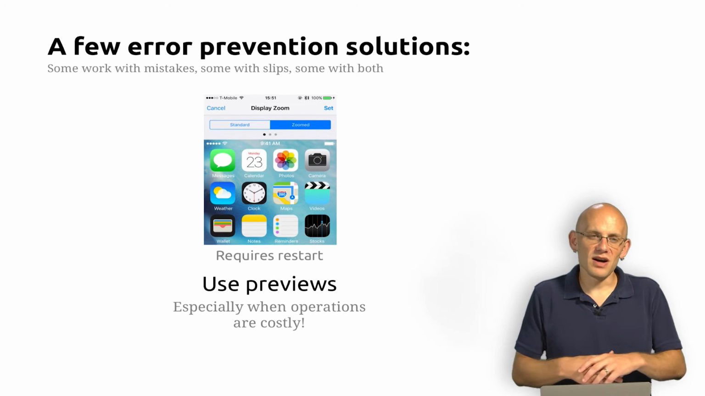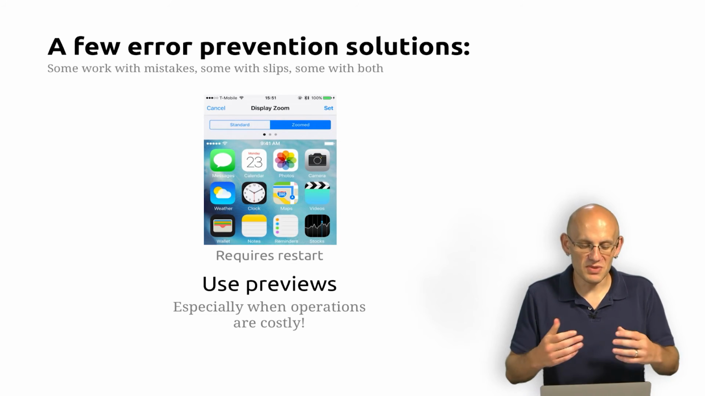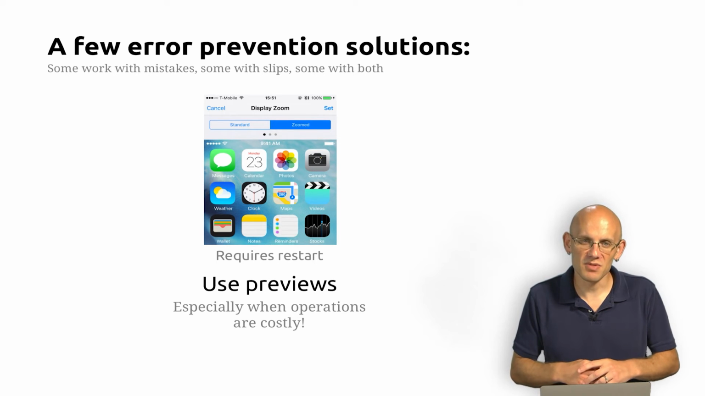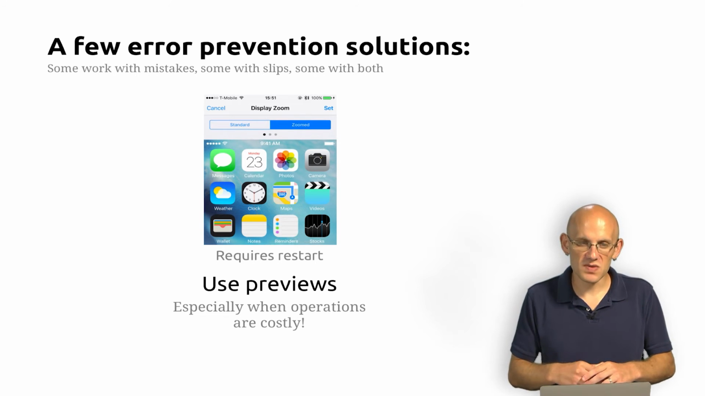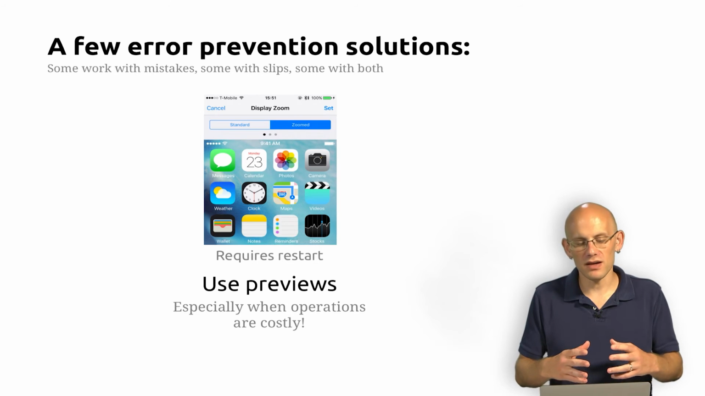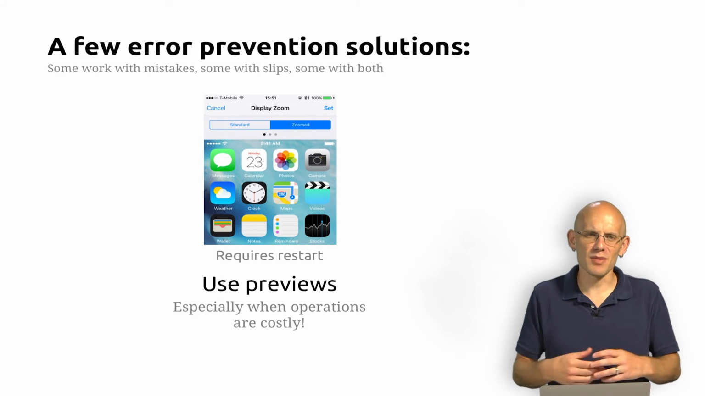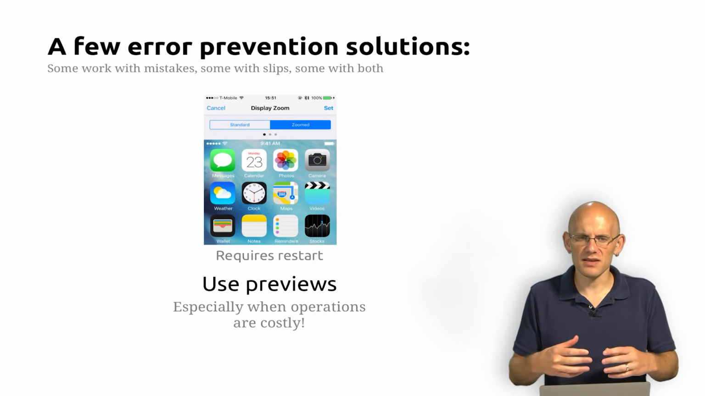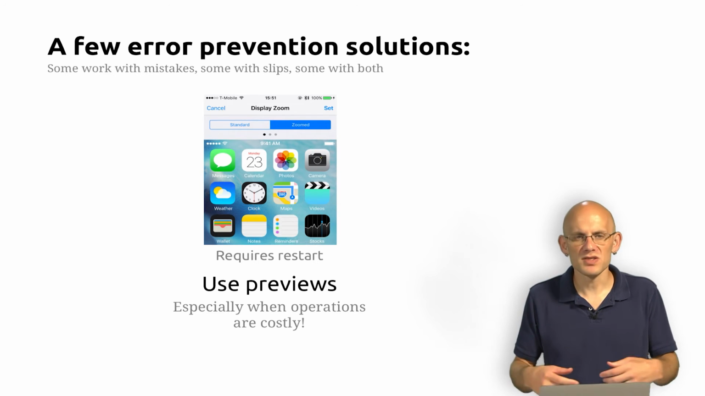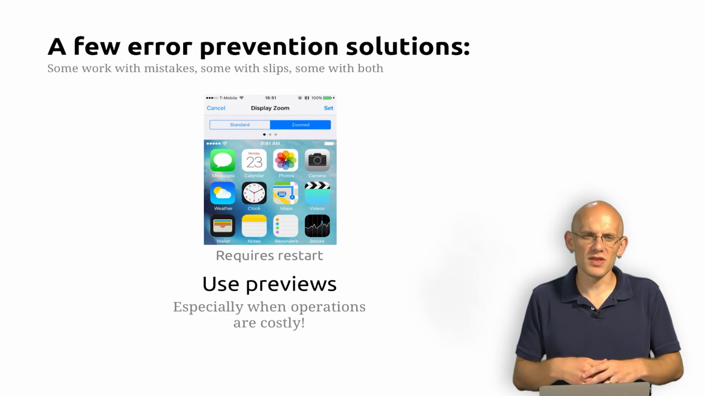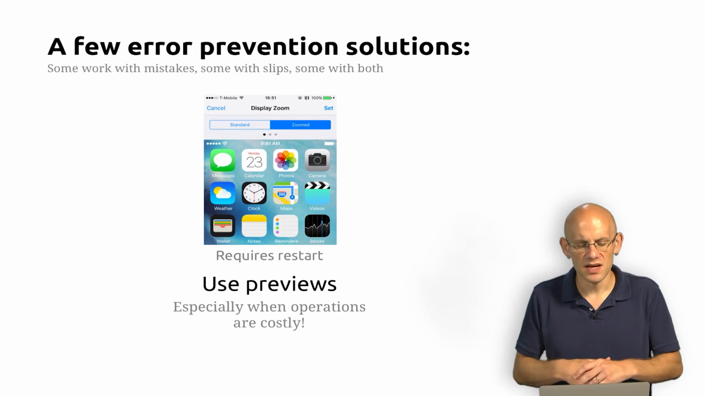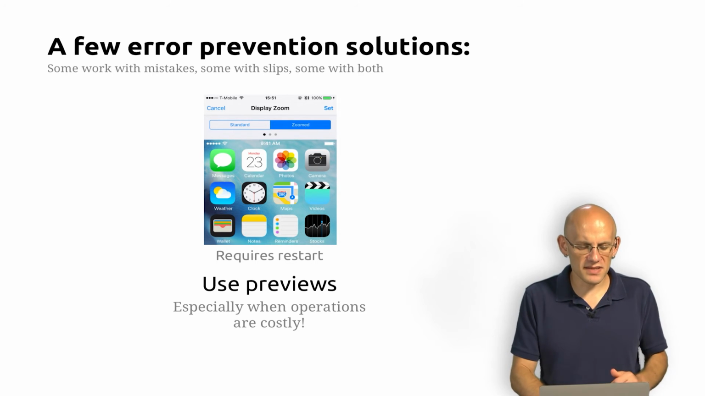Okay, so the final solution to problems associated with this heuristic that we'll talk about is using previews. This is particularly important when a user is about to engage in a costly operation. It's particularly discussed when the cost is associated with time. So for instance, it requires a reset, or the computer has to process for 30 minutes, something along these lines. This is a great example here.